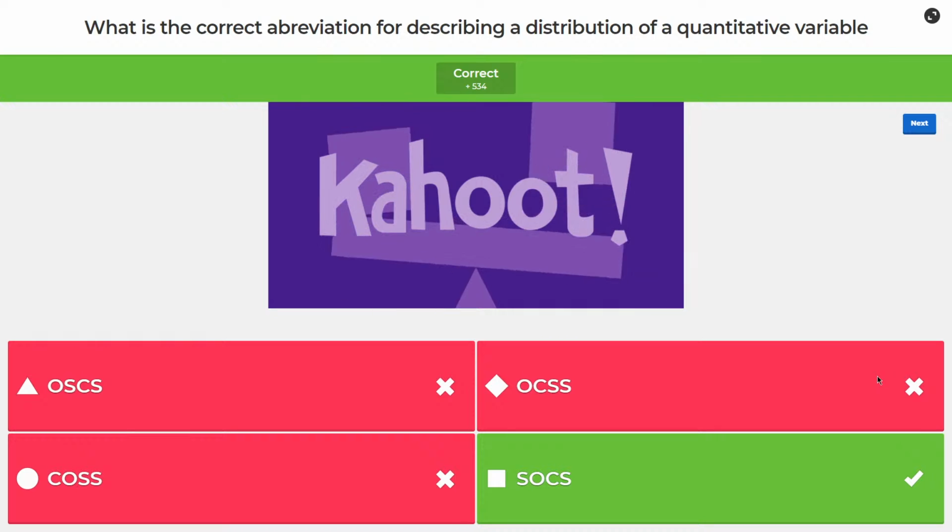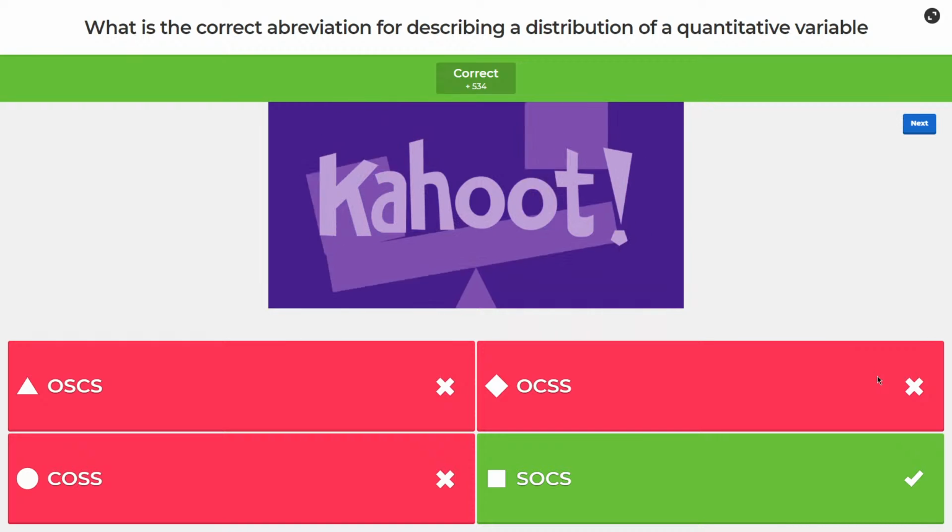And what each of those means is, shape is the shape of the graph. It can be normally distributed, skewed to the left, skewed to the right, or uniform. Those are some of the shapes you can get for a graph.